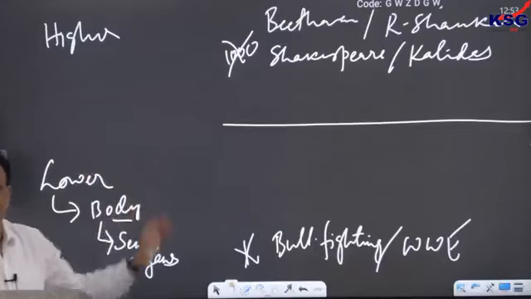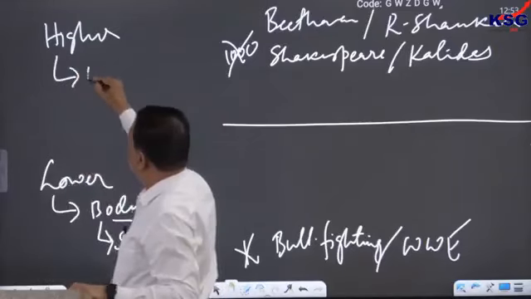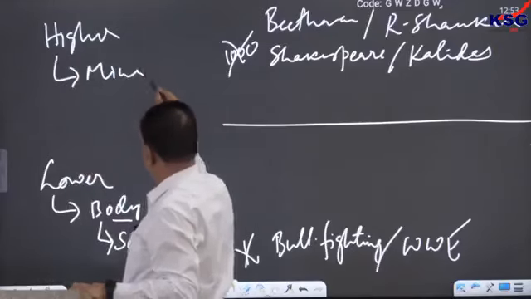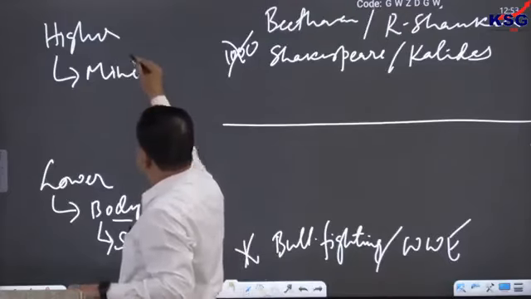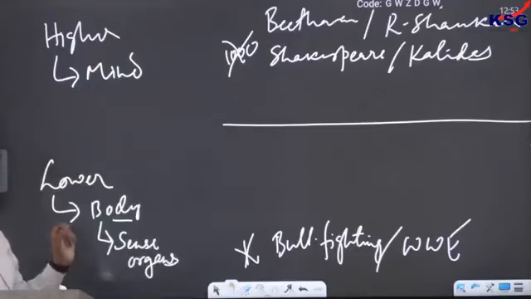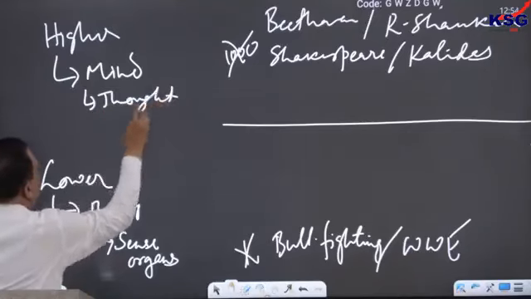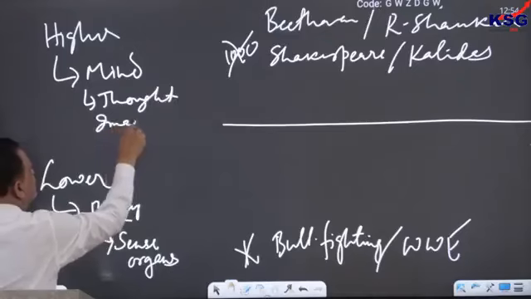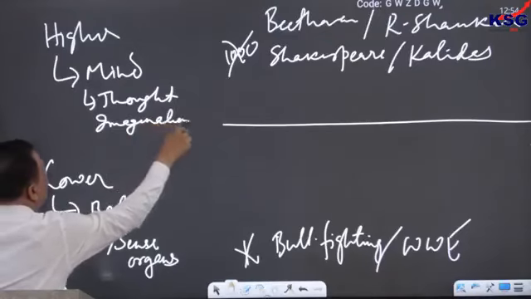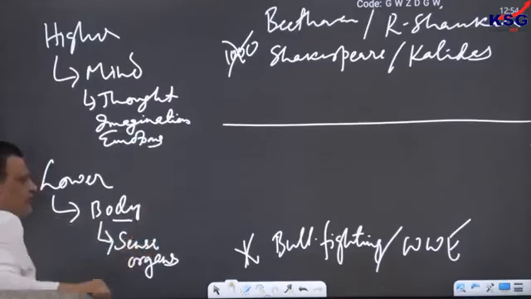On the other hand, write down further, higher pleasure is the pleasure of mind, is the happiness of mind, and it involves thought, imagination and emotions.